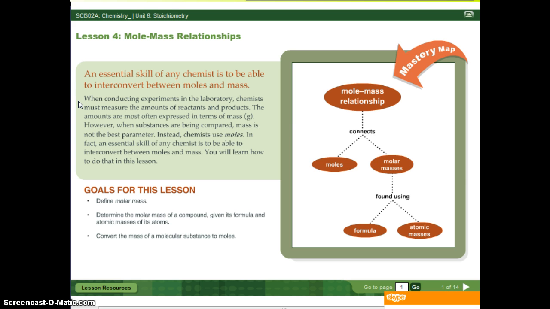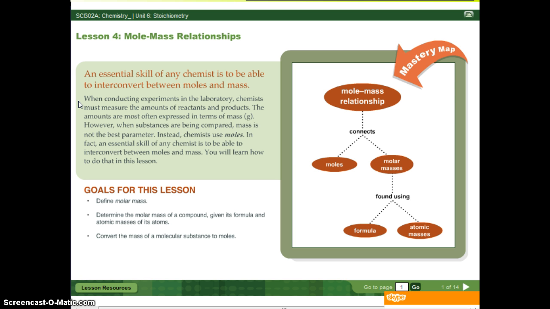The amounts are most often expressed in terms of mass, or in other words, grams. However, when substances are being compared, mass is not the best parameter. Instead, chemists use moles. In fact, an essential skill of any chemist is to be able to interconvert, or change, between moles and mass. You will learn how to do that in this lesson.